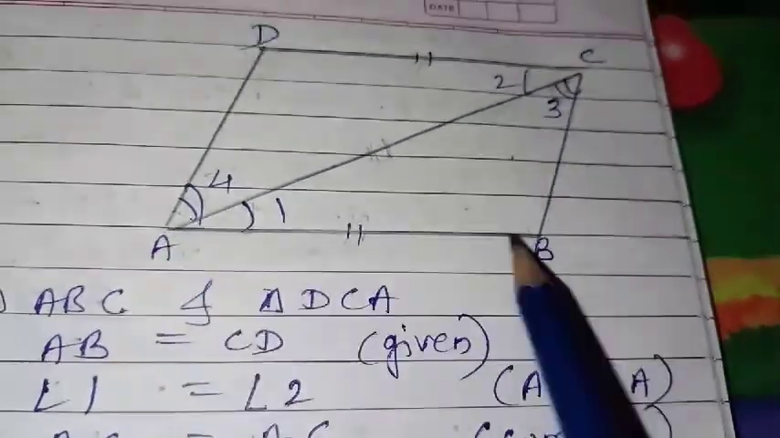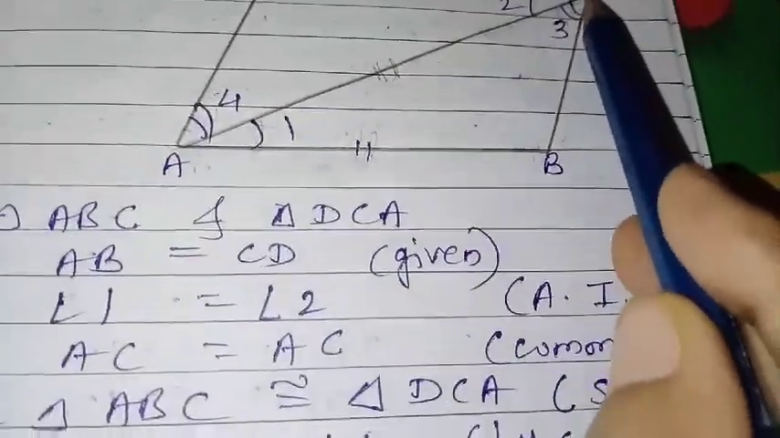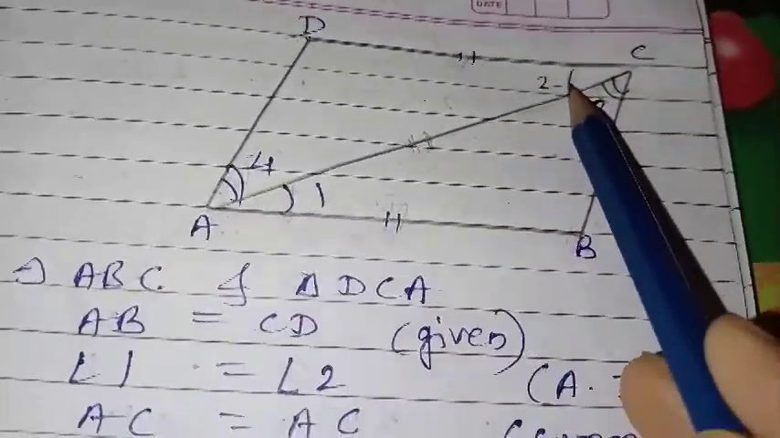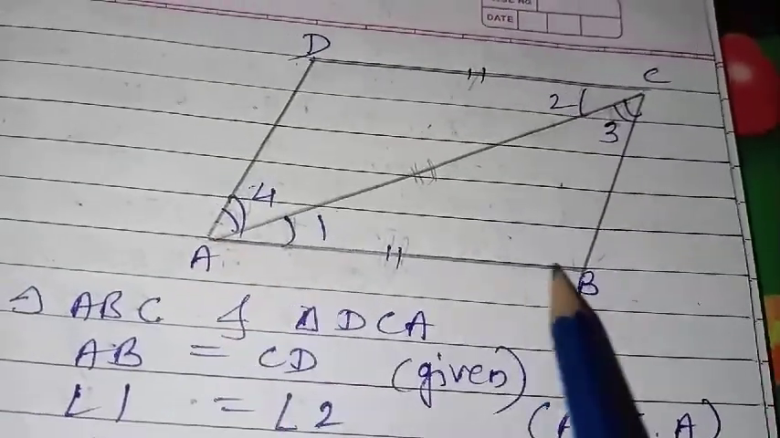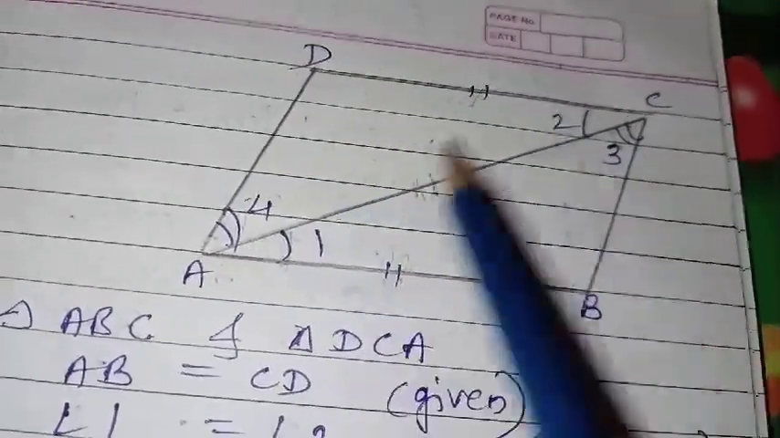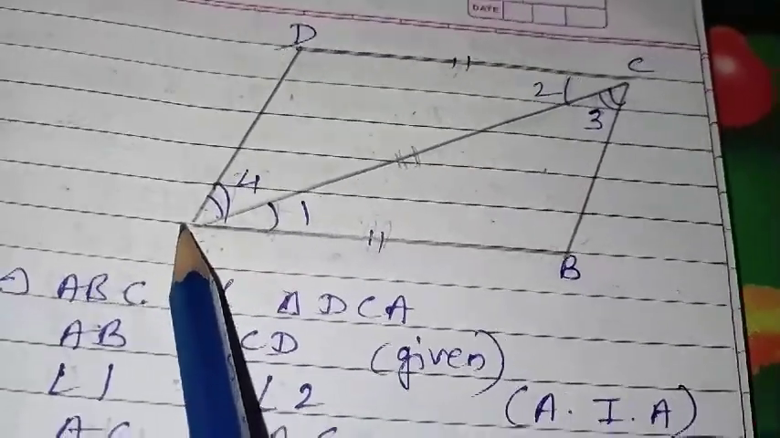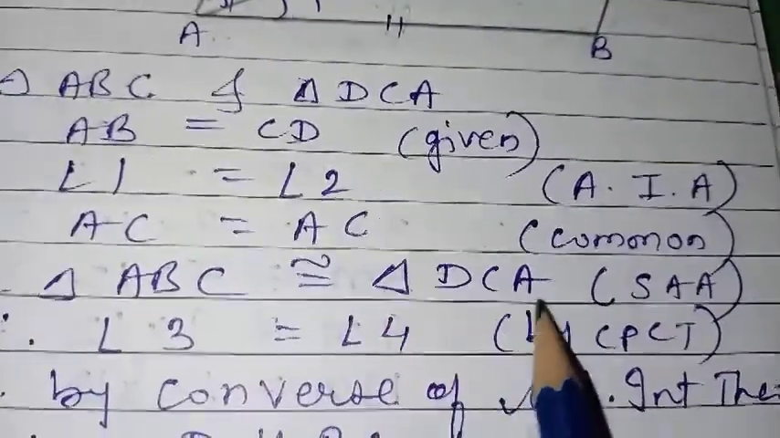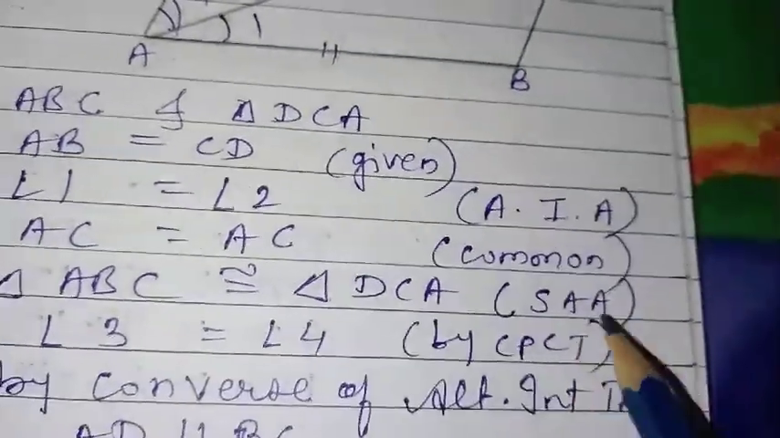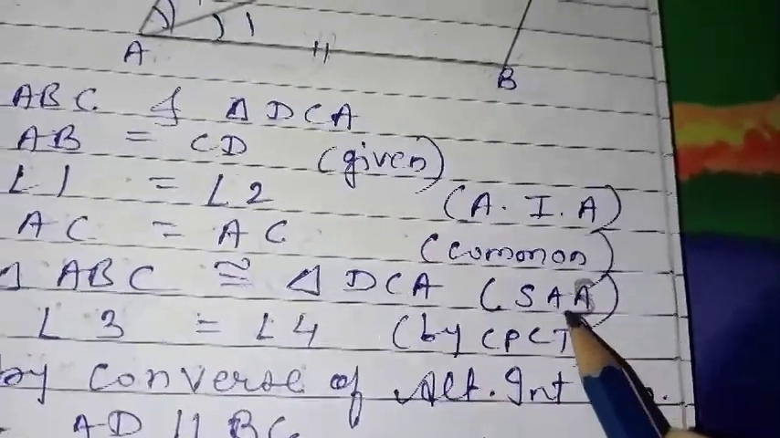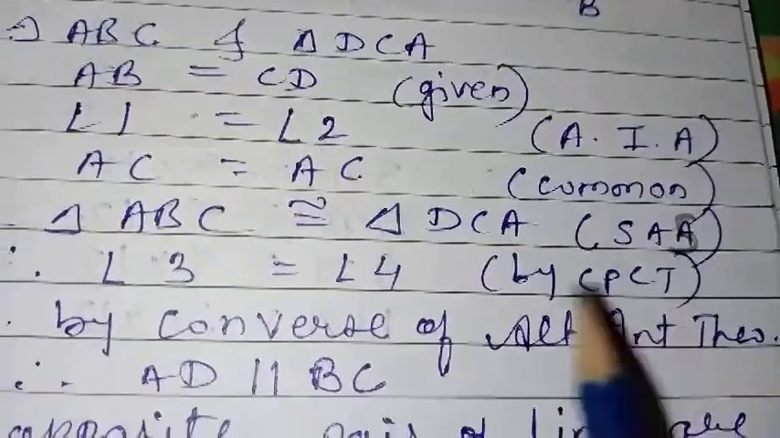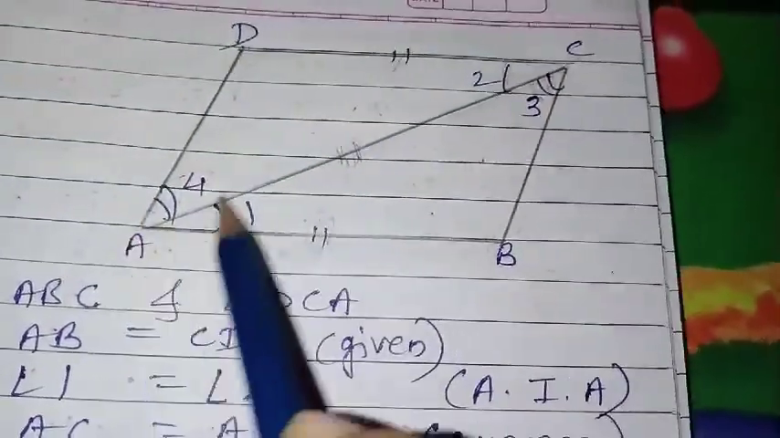Okay, what to do? First of all, prove triangle ABC and triangle ADC congruent. How? AB equals CD, it is given. Then angle 1 is equal to angle 2, alternate interior angles. Why alternate? Because AB is parallel to CD, it is given. Since they are parallel, AC is its transversal. Then AC equals AC, common side. Hence, triangle ABC is congruent to DCA, side, angle, side, SAS. Therefore angle 3 is equal to angle 4 by CPCT. So by converse of alternate interior angle theorem, AD is parallel to BC. See, that forms a Z.